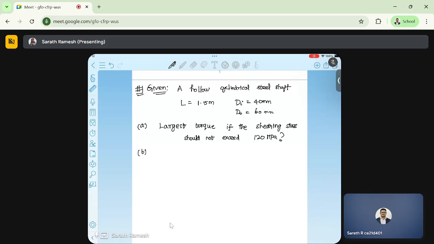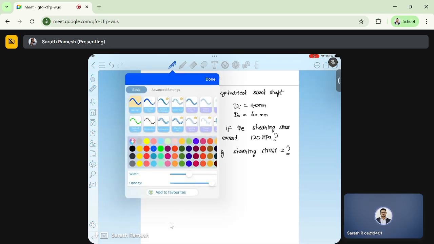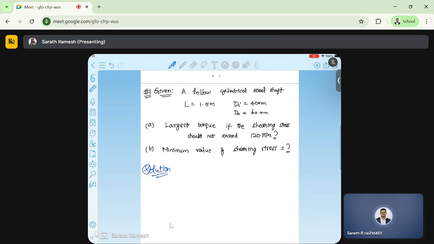And another value: what is the corresponding minimum value of shearing stress? Okay, these two questions we need to solve, right? So how to solve? Let's begin. So d_i is given, d_o is given, T we need to find.